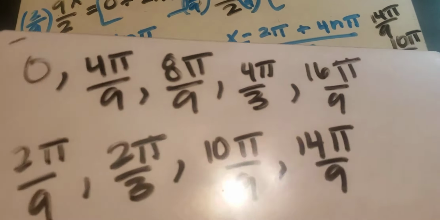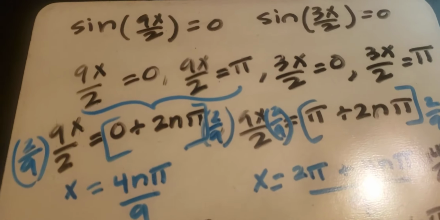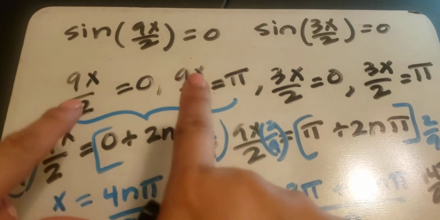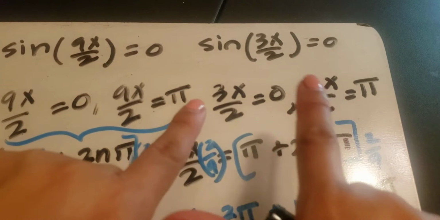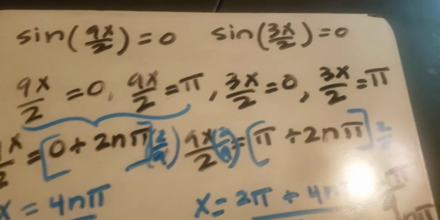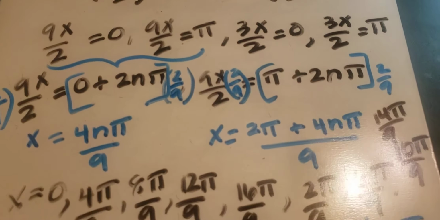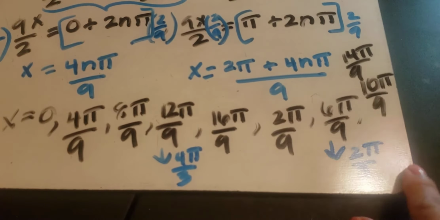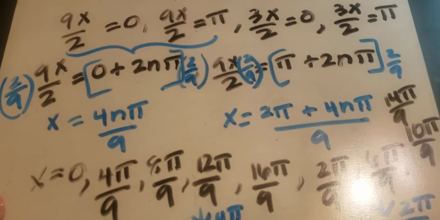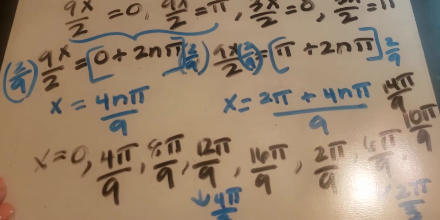But we're not done, because if you recall, all we did was find all the solutions for this one, sine 9 of x over 2. So we still have to go back and find the solutions for these. We want exact solutions. So we're pretty much going to do the same thing we did earlier. I'm going to erase this, so you can either pause the video and copy this down, but I'm going to erase this.